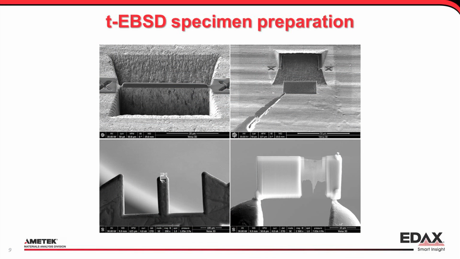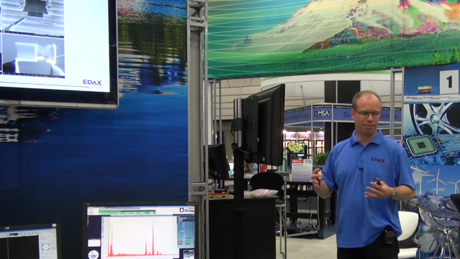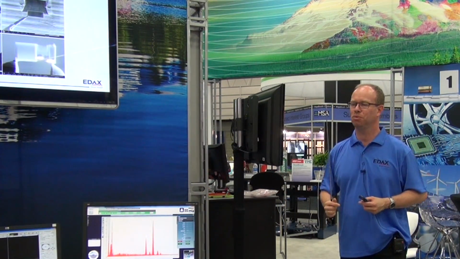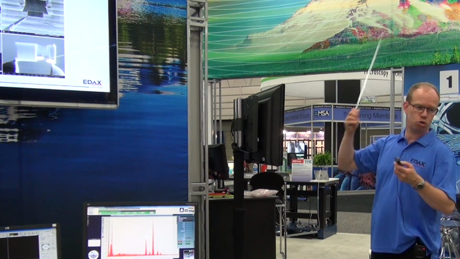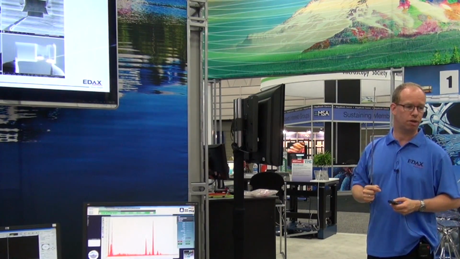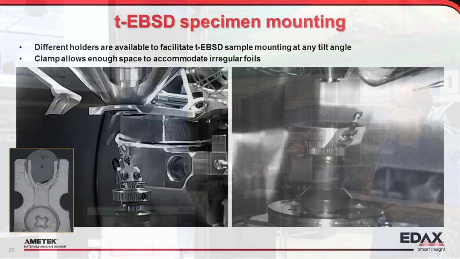How thin? As thin as you can get it, but typically this will be between 50 to 200 nanometer. So not ridiculously thin, and I'll show you later on why that is important, but we'll get there. But close to the edge, that's definitely where you're going to get EBSD information.